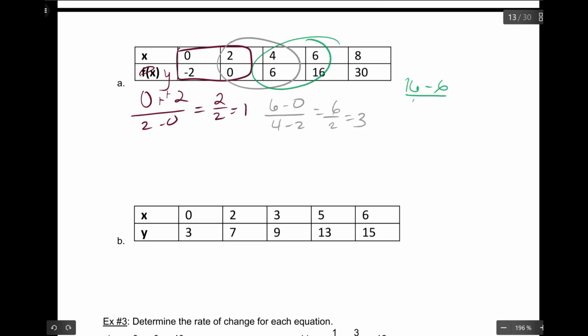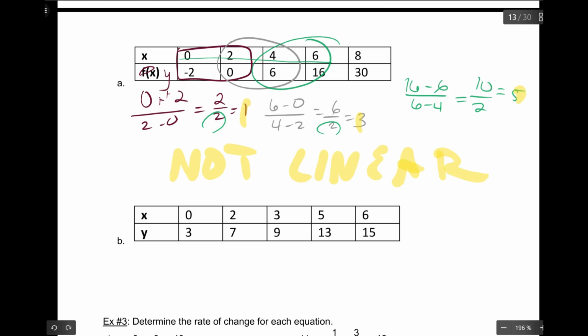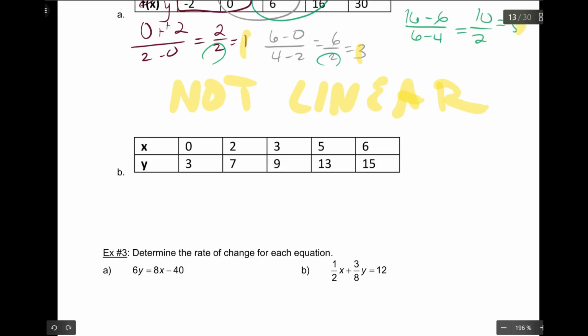16 minus 6 over 6 minus 4. Notice we're getting 2 every time on the bottom. So x has a constant rate of change. Seems like y does not. So our slope is increasing: 1, then 3, then 5. So we can say it's not linear. I don't even need to check the last one because I can see my slope's not constant.